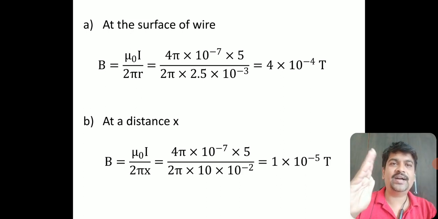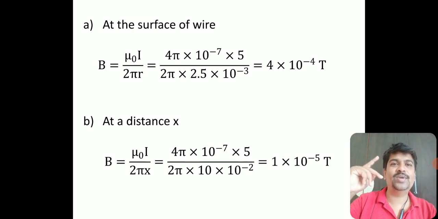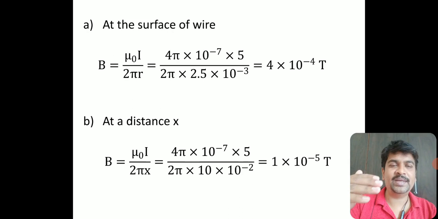It is mu naught I divided by 2 pi x. This is 2 pi x instead of 2 pi r. Again you go on substituting. Mu naught is 4 pi 10 to the power of minus 7, and the current which is flowing is 5, divided by 2 into 3.14. For x you can substitute 10 into 10 power minus 2.